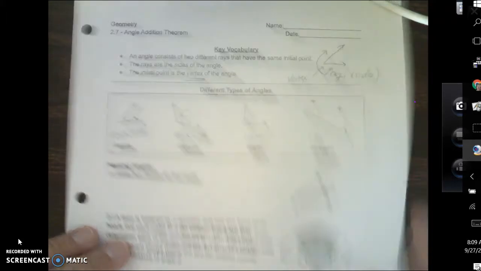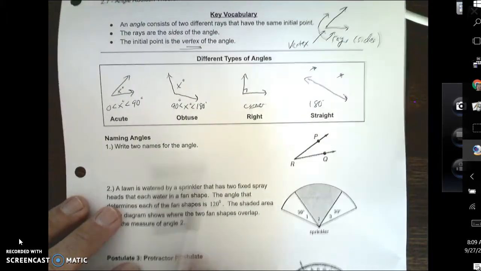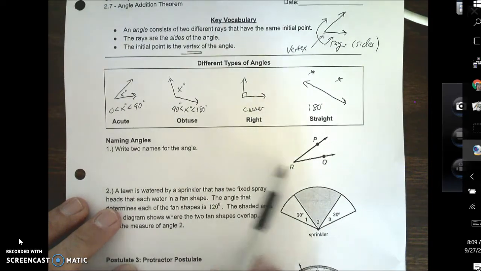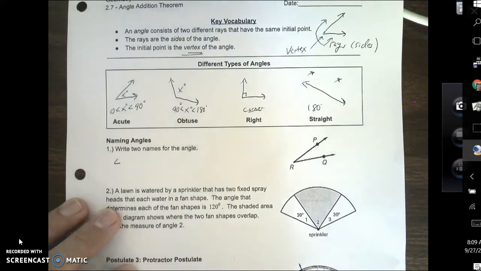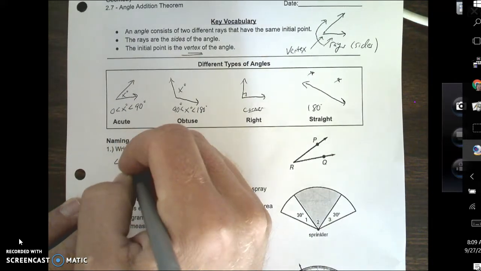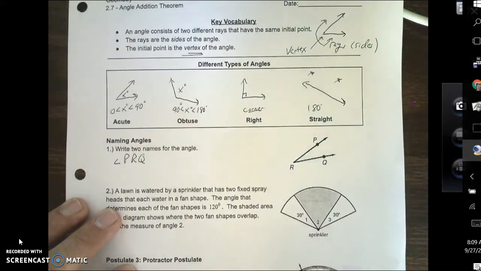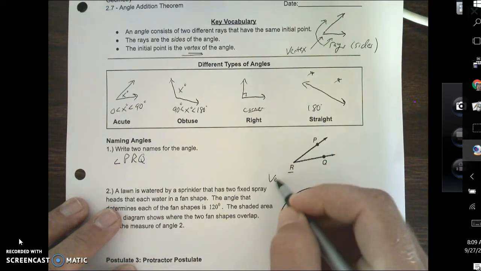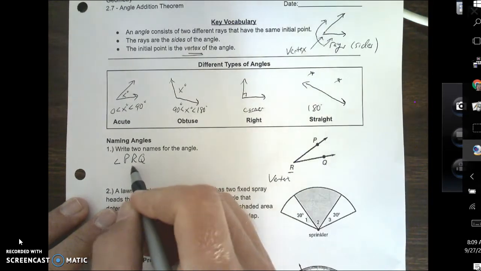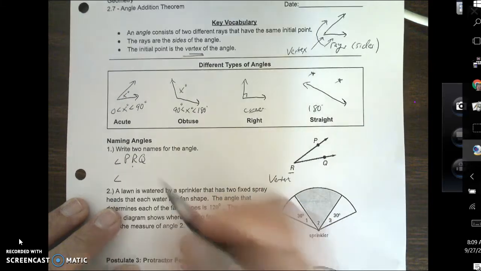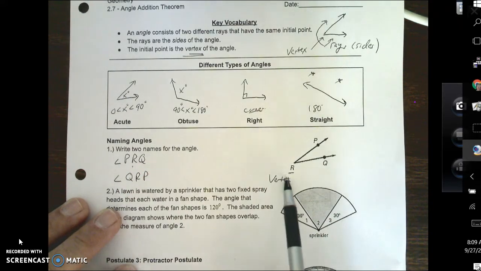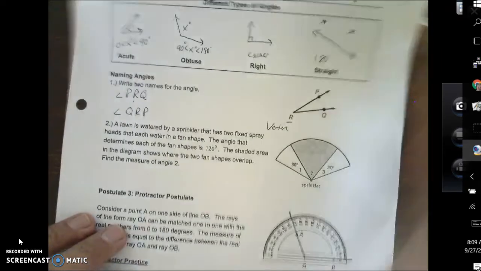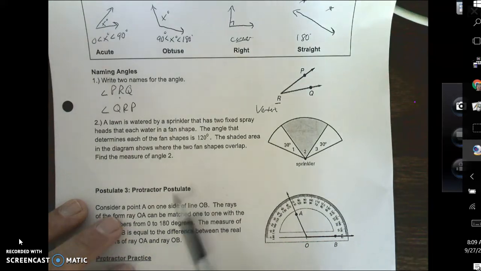Now, as with all of geometry, it's a lot of naming things and correct notation. For here, we have 3 points, P, R, Q. If I was going to name this angle, we use a little angle symbol. And we see angle PRQ. The R is your vertex. That must go in the middle, right? That's important. You could have named this angle QRP, but the R has to be in the middle, okay? Very important.